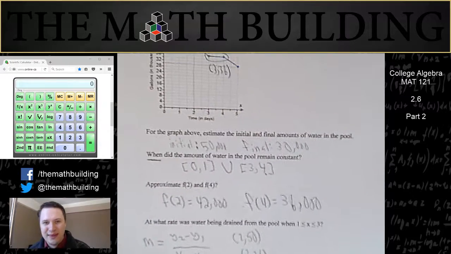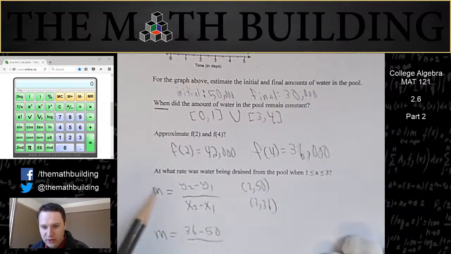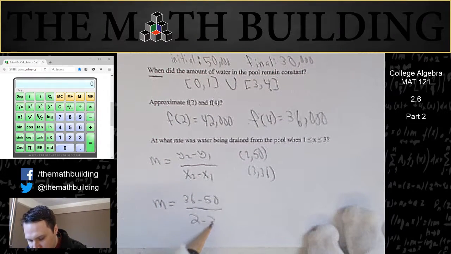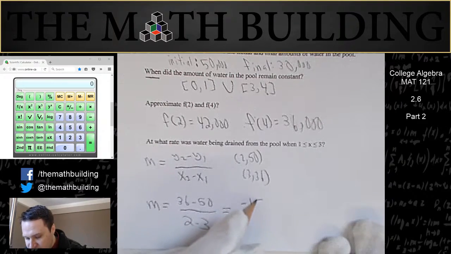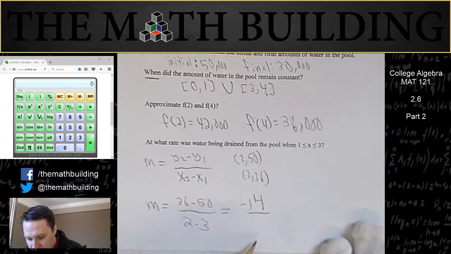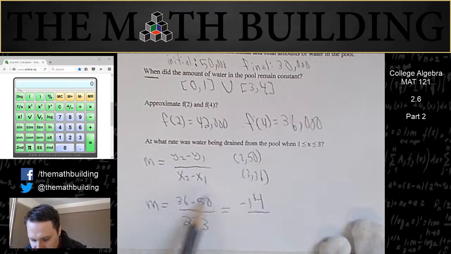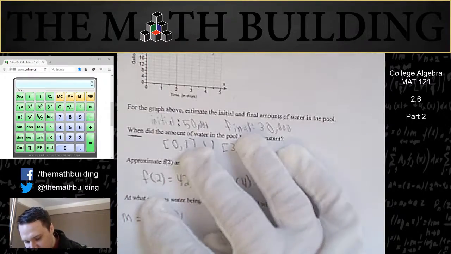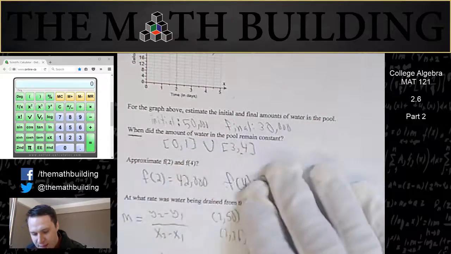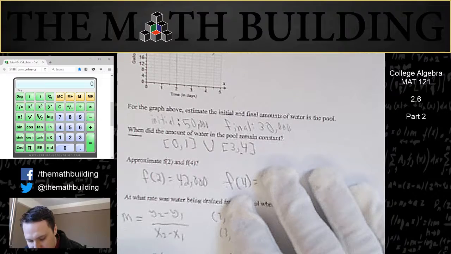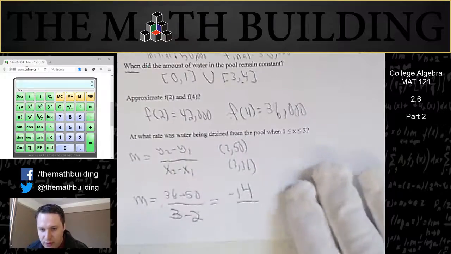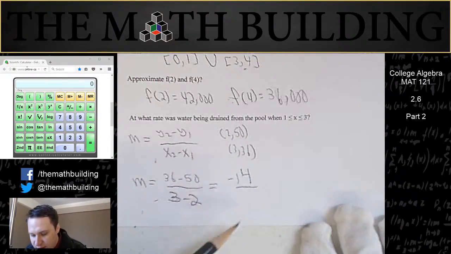Whenever they're asking you about a rate, what rate is something on a graph, you should think slope formula, because that's the change in y over the change in x. For the x's, we do 2 minus 3. So simplify that. 36 minus 50 is negative 14. Divided by 2 minus 3. Oops, I got that backwards, didn't I? 36 minus 50, that should have been 3 minus 2. Sorry about that. It's important to get this right because that way our sign will be correct. So that should have been 3 minus 2 because it was 36 minus 50 and 3 minus 2. So we got 36 minus 50, 3 minus 2 is 1.